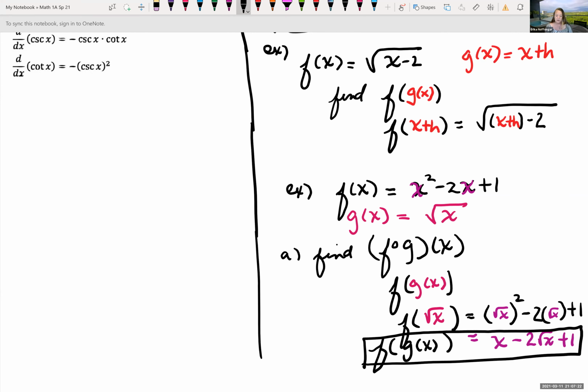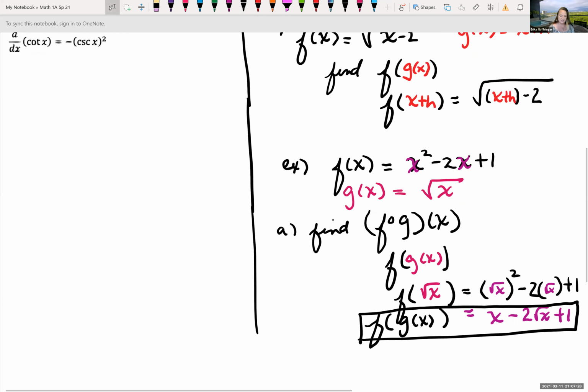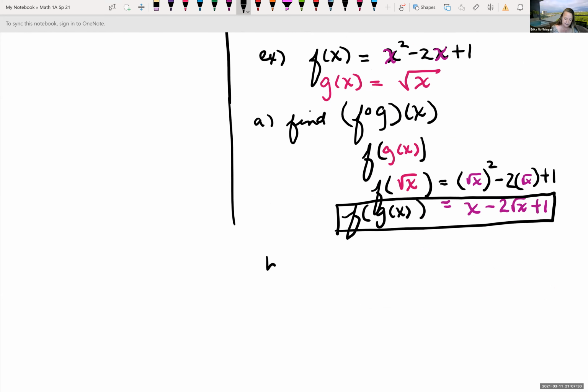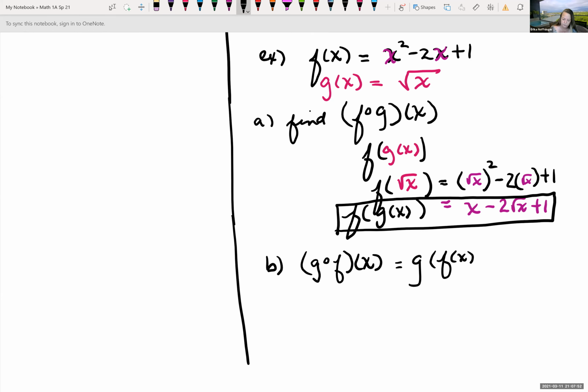I want you to be careful though, because order matters for composition of functions. If we had rewritten this and it had asked us to find g of f of x, in this case, we would be rewriting this. This is the same thing as g of f of x. So our g function, we have g of the f of x function.